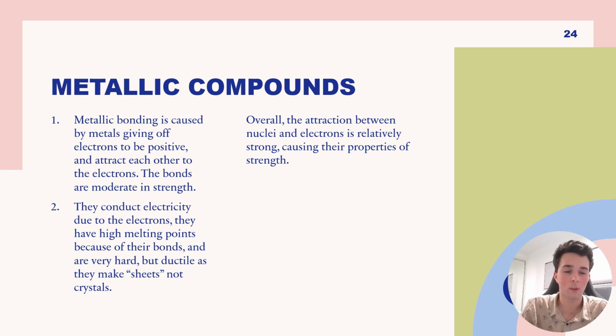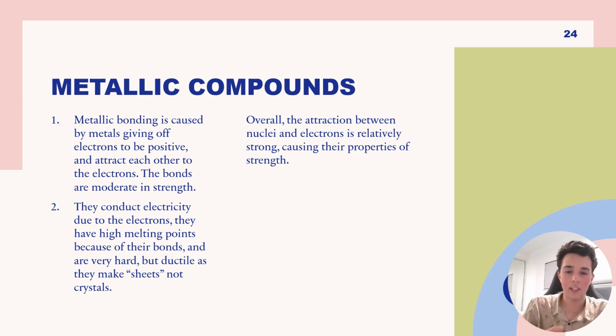One of the last few things to go through is metallic compounds. Metallic bonding is caused by metals giving off electrons to become positive. Normally metals are neutral, but they'll have 1, 2, or 3 extra electrons on their valence shell, and they're going to give those off into a sea. They call it a sea of delocalized electrons. In there, all the positive metal ions, after they've given off their electrons, are attracted to the free-flowing electrons, which causes them to have quite strong bonds.